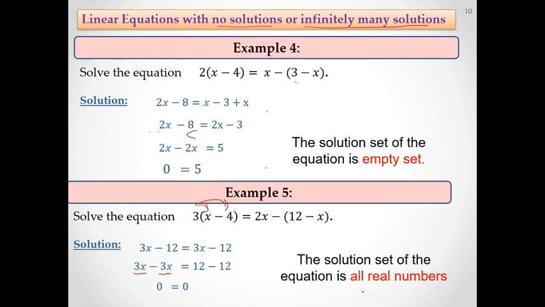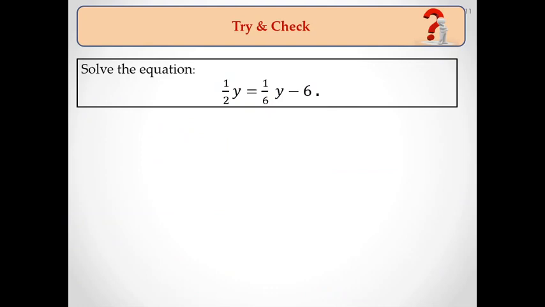So the bottom line is, if you get 0 equal to 0, you say the solution set is all real numbers. And if you get 0 equal to some non-zero number, you say the solution set is empty. Now, stop the video and try to solve this one.